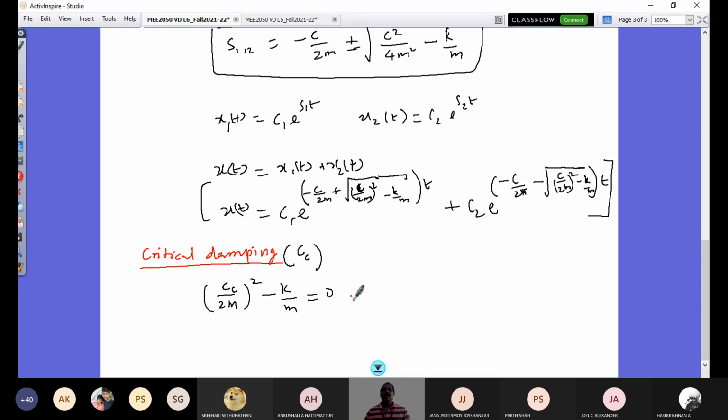So when you make that statement and this is going to be equal to 0, that's going to give us the estimation of Cc square. So Cc square here is going to be, this goes on the other side, that's K by m, and this here goes 4m square. So I can rewrite this as 4km, and then Cc is going to be the root of that.